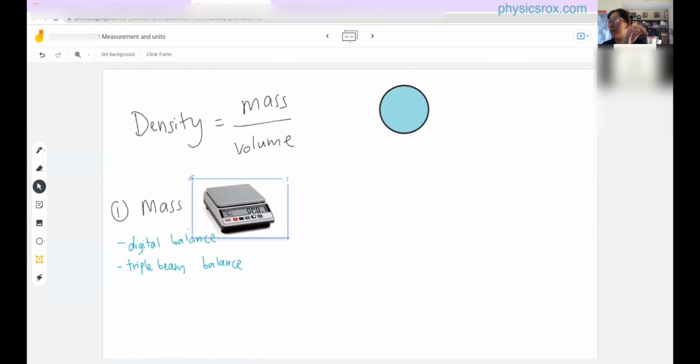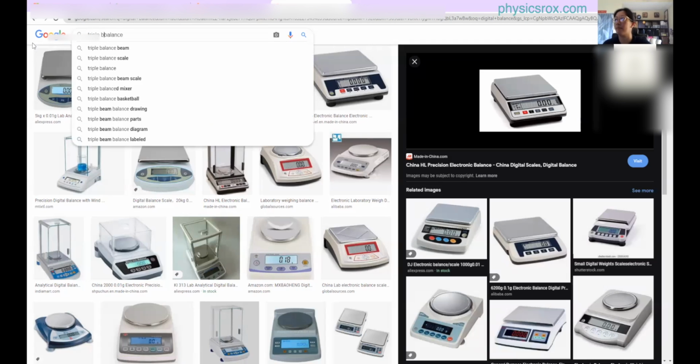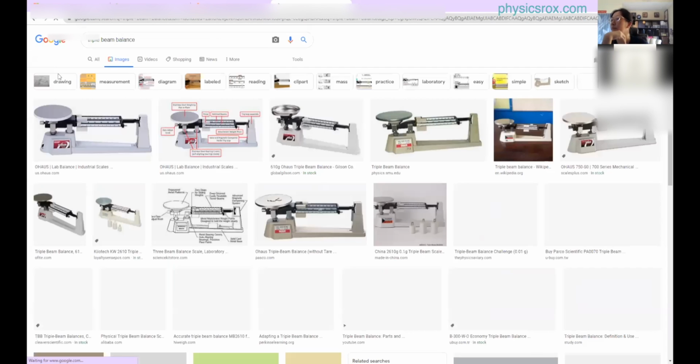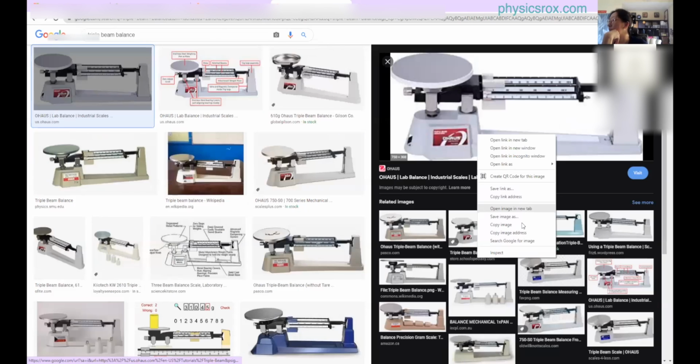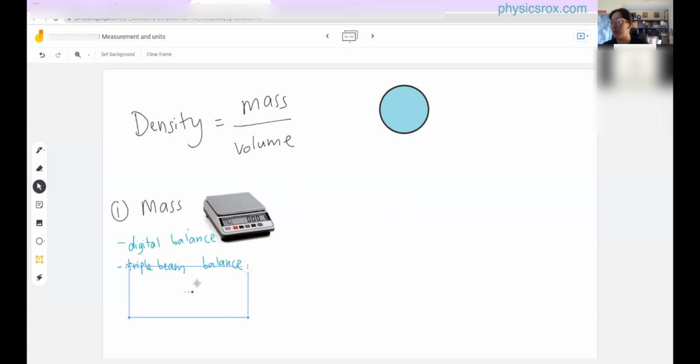Okay, this is a digital balance. This is a digital balance. Triple beam balance is this one. This one is a triple beam balance. Okay.